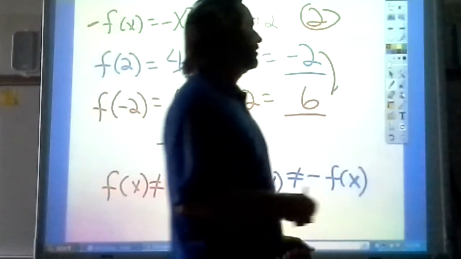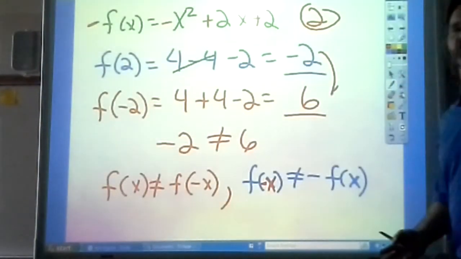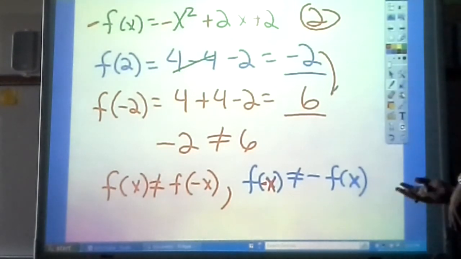Okay, so that's pretty much the lesson. All you got to do is go through and figure those out. And you can tell by the graph or by doing this. Okay, all right. Hopefully that wasn't too long.